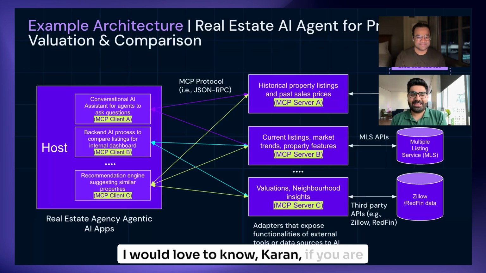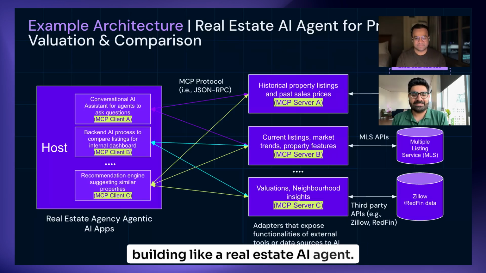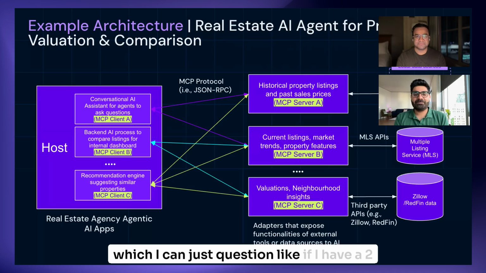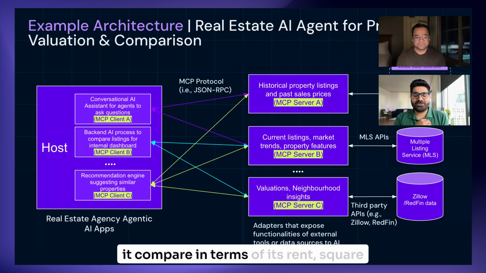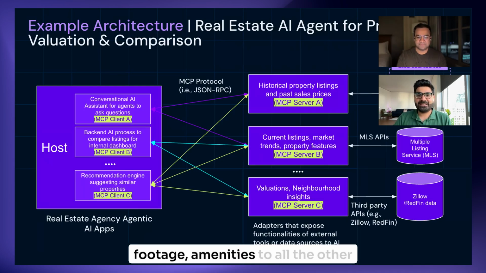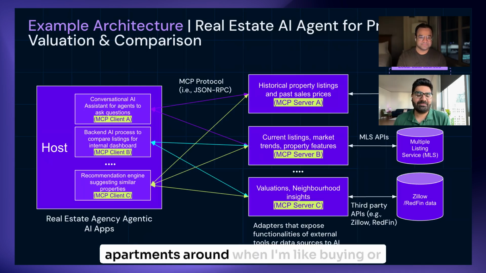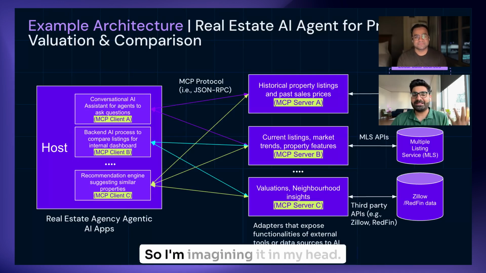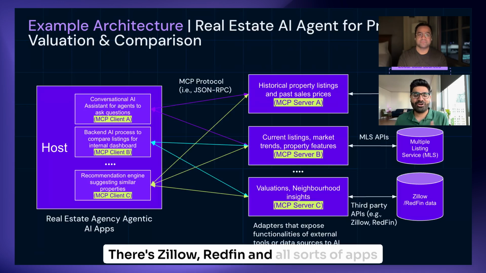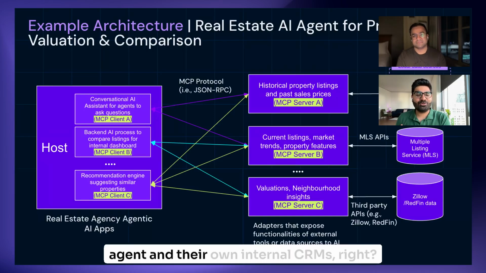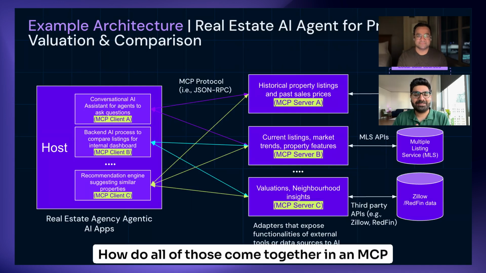I would love to know, Karan, if we are building a real estate AI agent, which I can just question, like if I have a 2 BHK apartment in Seattle downtown, how does it compare in terms of its rent, square footage, amenities to all the other apartments around when I'm buying or renting it? So I'm imagining it in my head. There's a listing service, there's Zillow, Redfin, and all sorts of apps where you can get data from. And then there's the local property dealer or the real estate agent and their own internal CRMs, right? How do all of those come together in an MCP architecture?